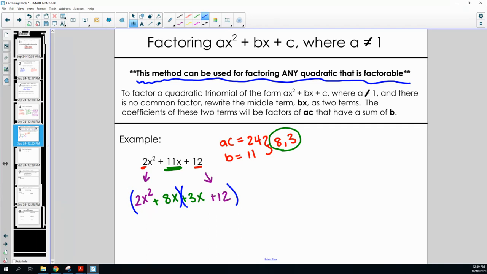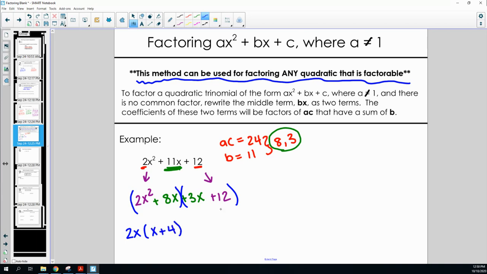So I'm going to look at my first grouping, 2x squared plus 8x. And I'm going to look for a greatest common factor. So here I want to look for the number and the letter that they have in common. So they both have a 2 in common, as well as an x. So I'm factoring out a 2x from both of these. So I'm going to be left with an x and a plus 4.